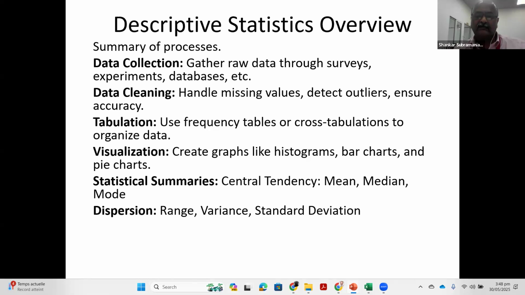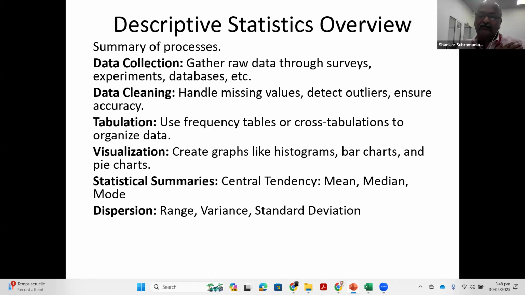Okay, so things like that is the next thing we do. Then we can ensure accuracy. Then obviously we can use tabulation, use the frequency tables, how many of what category, or cross tabulations, for example how many people are living or staying, and how many of them are males, how many of them are females. So that's an example of a cross tabulation.